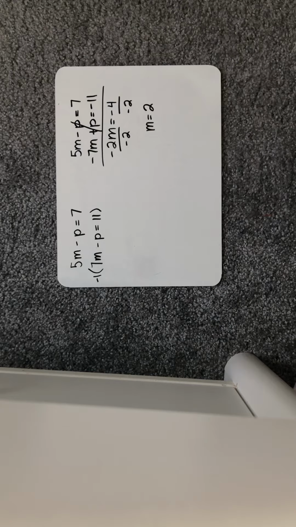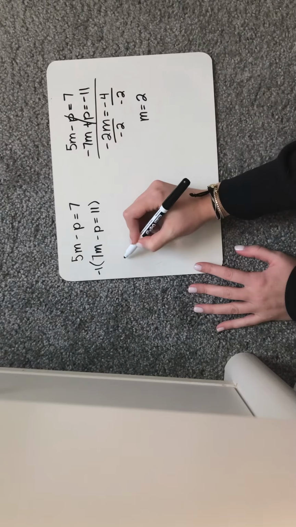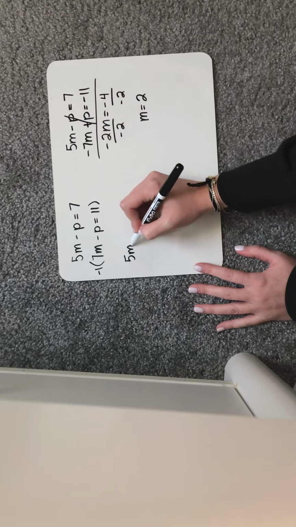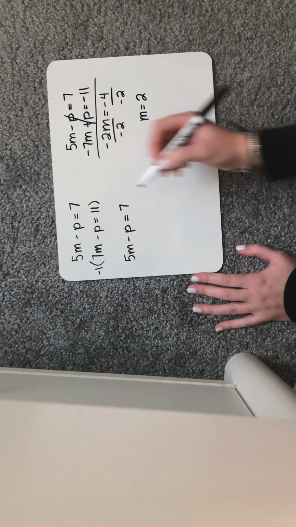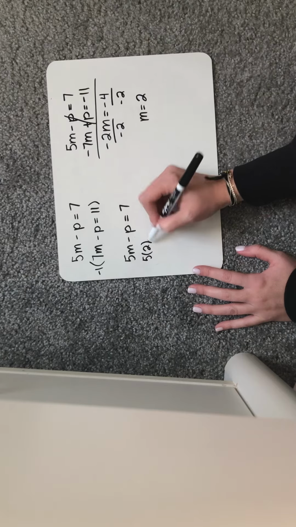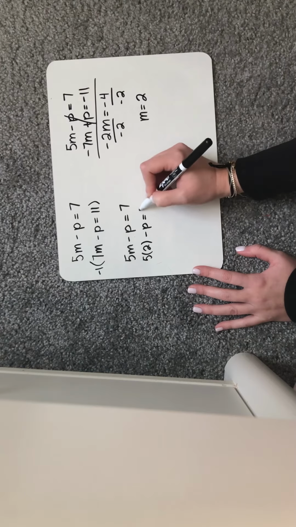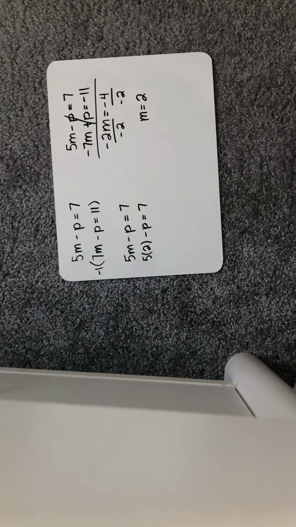So now that I know what m is, I can go ahead and plug that in to either the top or bottom equation. I'm picking the top equation because it's just not changed. You could also use the bottom equation as long as you use the original equation. So I'm going to have 5 times 2 minus p equals 7. I substituted this 2 right in for m in my top equation.